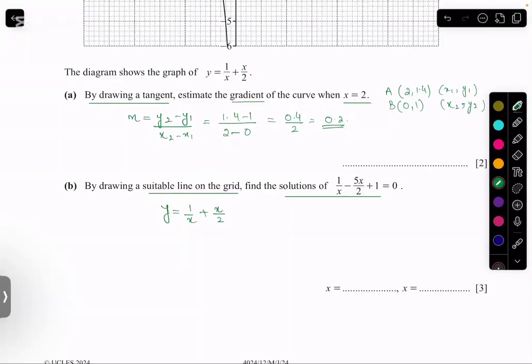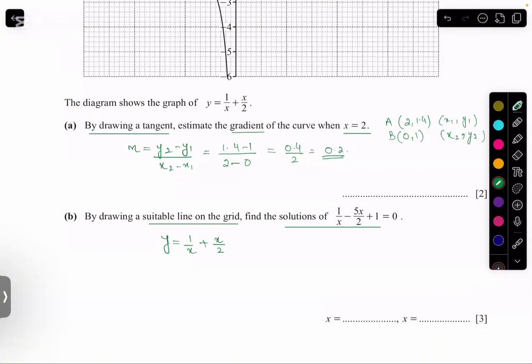So this is 0.2 here, and this is going to be the gradient. So y equals 1 by x plus x by 2. This is actually the equation that we have been given in the very start of the question.